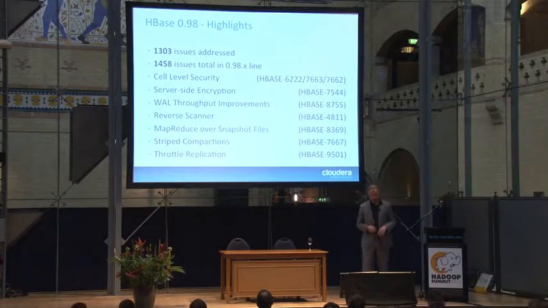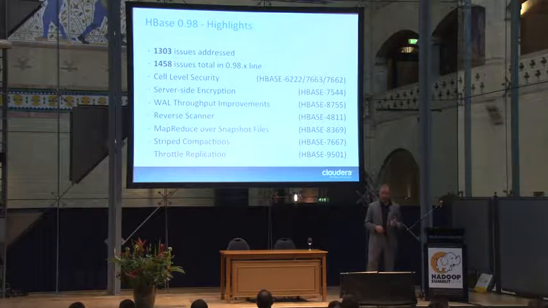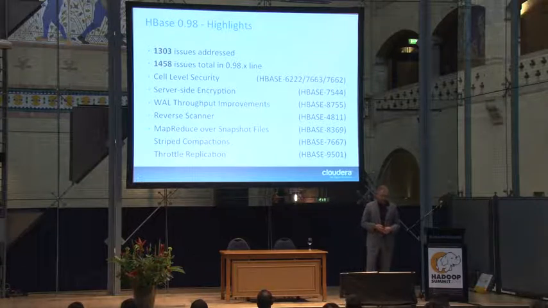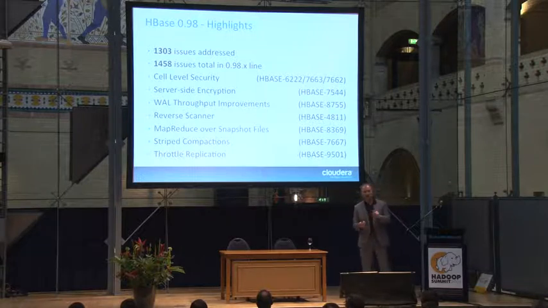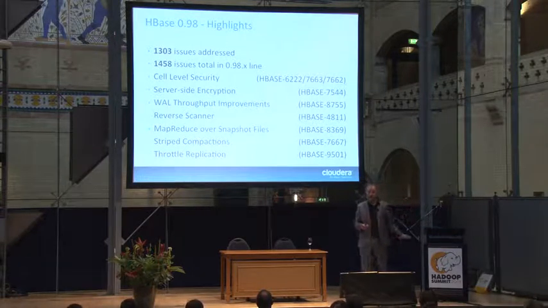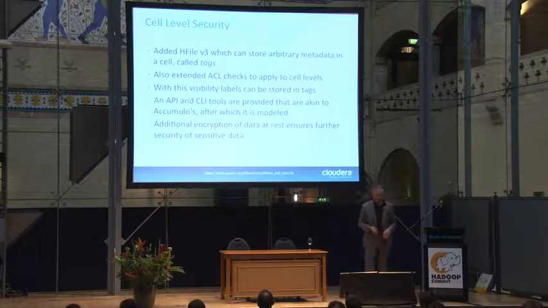Right. Nearly at the end, 98, I said, only adds cell-level security as the major feature. Also has server-side encryption. That sort of complements the cell-level security. We have improved, we have a reverse scanner. The reverse scanner is exactly what I mentioned earlier, what uses the information in the file to know what the previous block is. The reverse scanner takes care of that, so that you can actually now reverse in the file. So what previously you could only search forward in Hbase, now you can search backwards. And you can iterate over snapshot files and so on and so forth. So this is all just improving on these things.